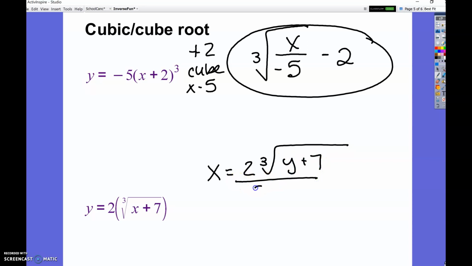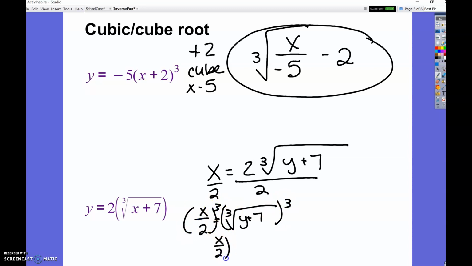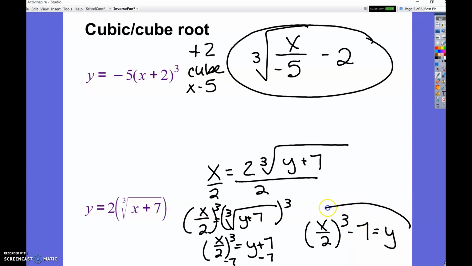Right here, again, I'll switch my x and my y on this one for you. First thing I'm going to do is divide by 2. So I have x over 2 equals cube root of y plus 7. Now to get rid of the cube root, I'm going to cube everything. So I'd have x over 2 cubed equals y plus 7. And then subtract 7 on both sides. So my inverse will be x over 2 quantity cubed minus 7. That would be my inverse for a cubic.